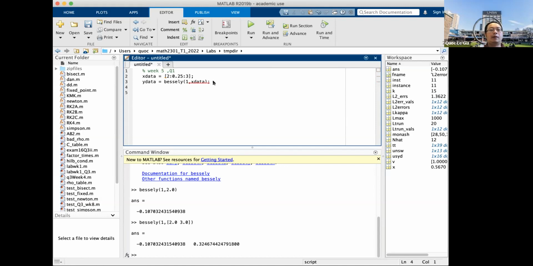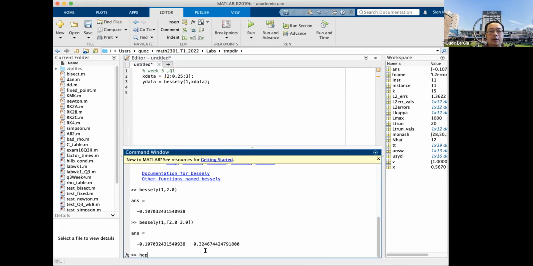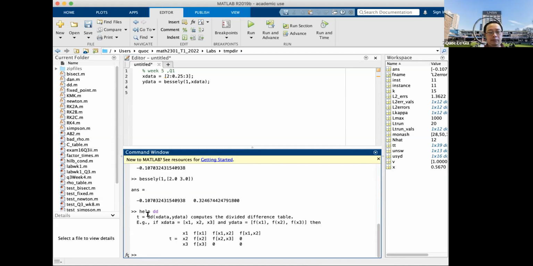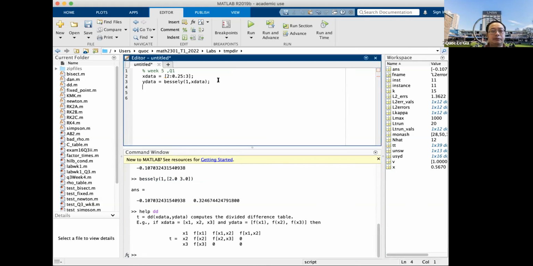So now you have the X and the Y data, and now you just use dd. And now remember you have help dd. So you just take the input X data and Y data, and you just enter dd, right? So you say compute the divided difference table, and then you just call t equals dd of X data, Y data, okay, so that gives you the divided difference table.